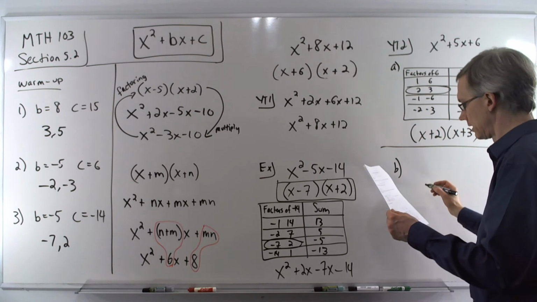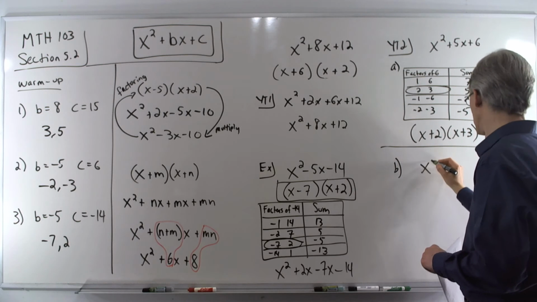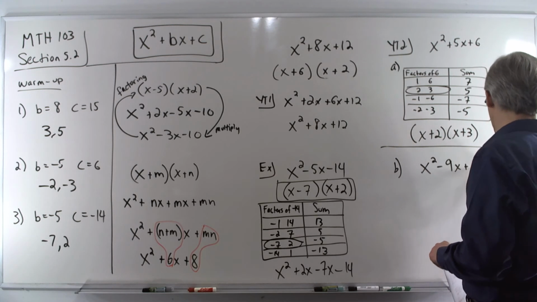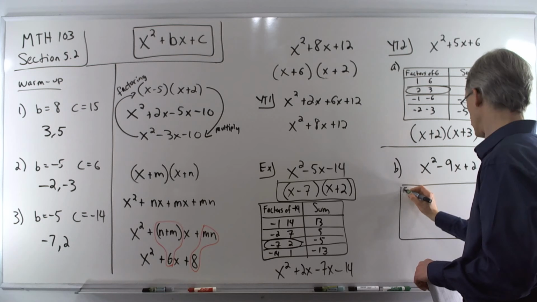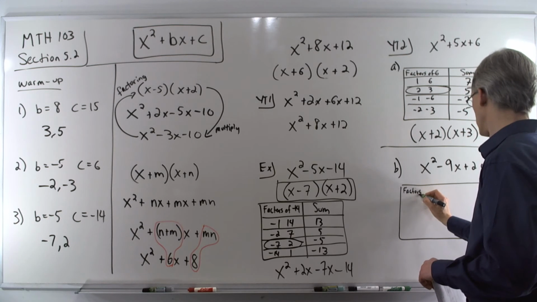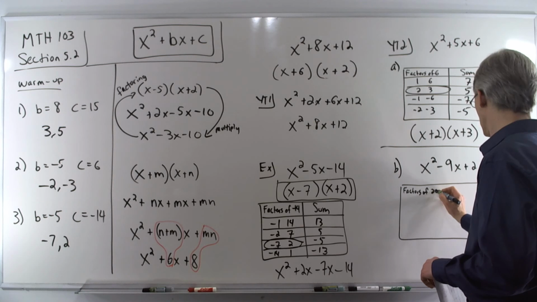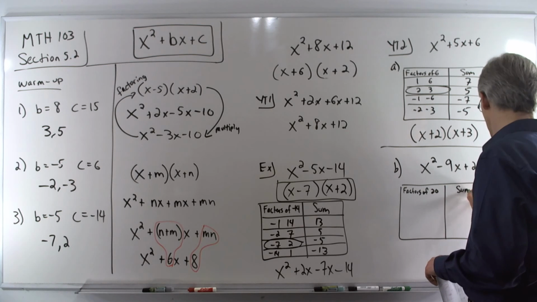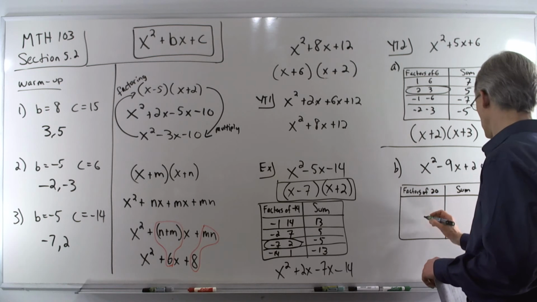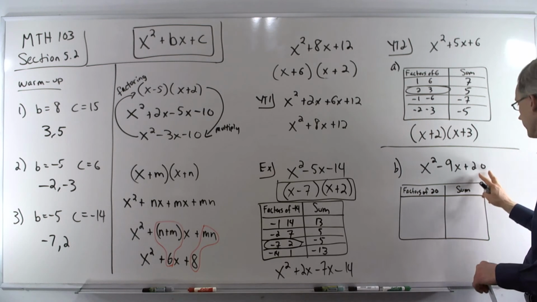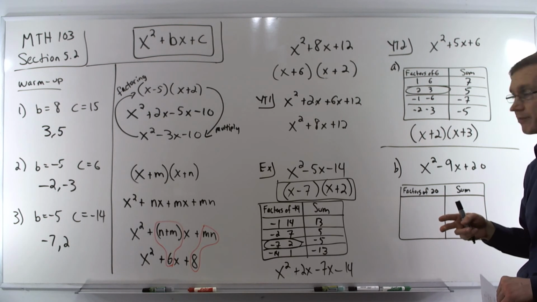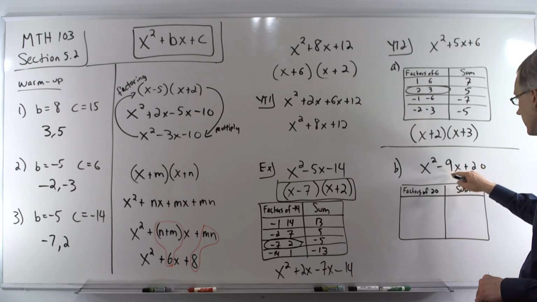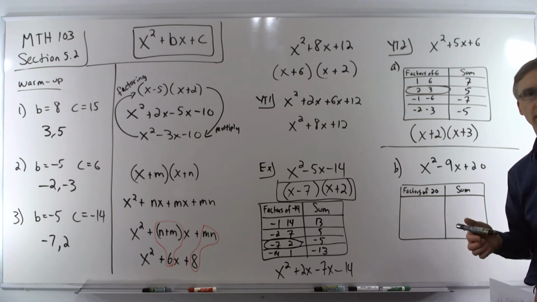So there's part A. Part B, x squared minus 9x plus 20. So I've got a positive value here. So that means our two numbers have to be both positive or both negative. Our middle term, the sum would be -9, is negative. So that means our numbers have to be negative. So I'm just going to write down the negative ones.